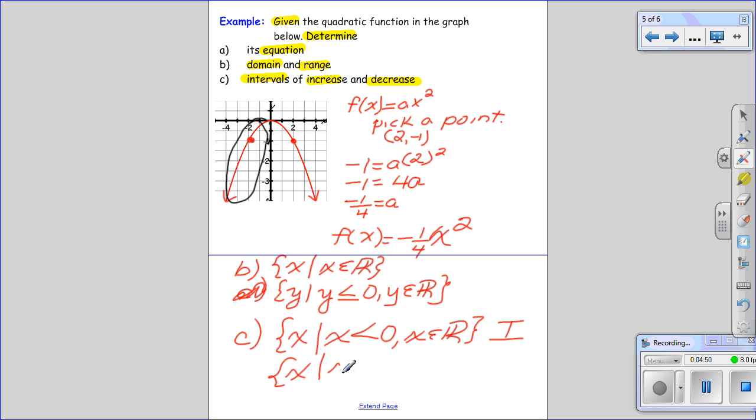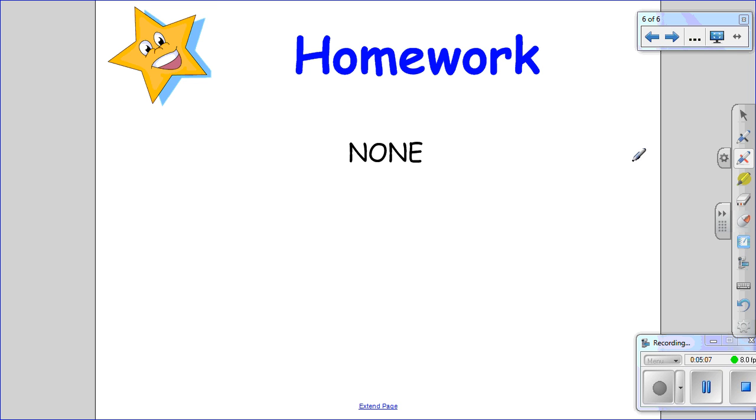And therefore, my interval of decrease is the part to the right of 0. And you can see that the y values are getting smaller. So I have to write x > 0, x ∈ ℝ. And I'm going to put a D there just so you remember that it's the interval of decrease. And that's it. That'll help you do the questions that you were assigned for homework today in class, and we'll see you tomorrow.